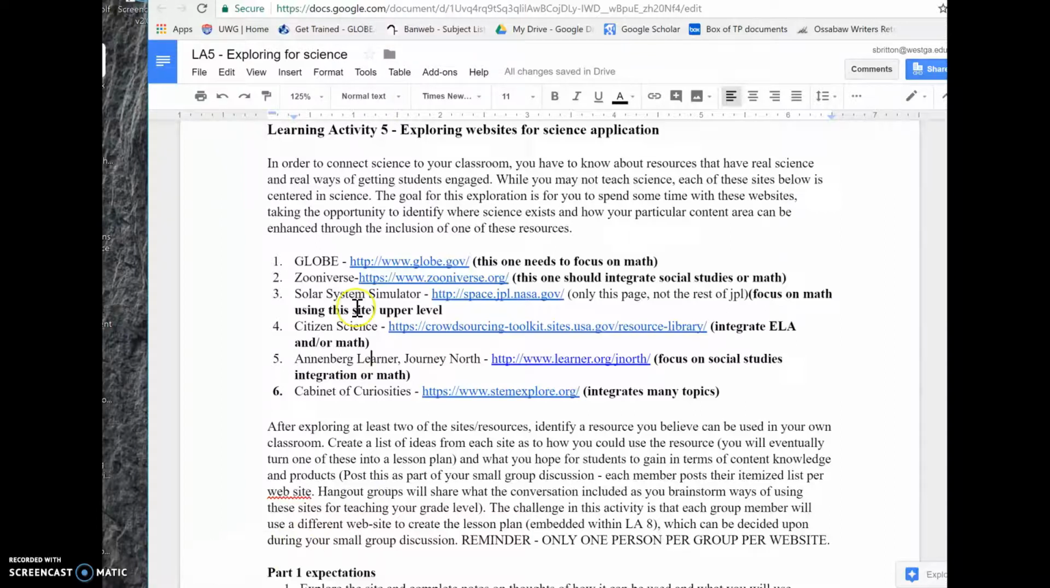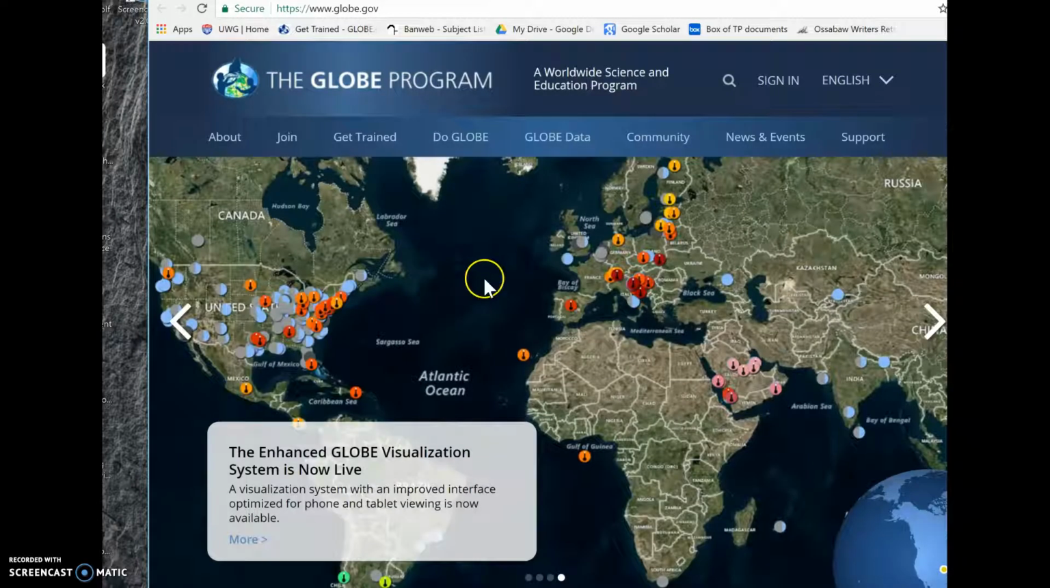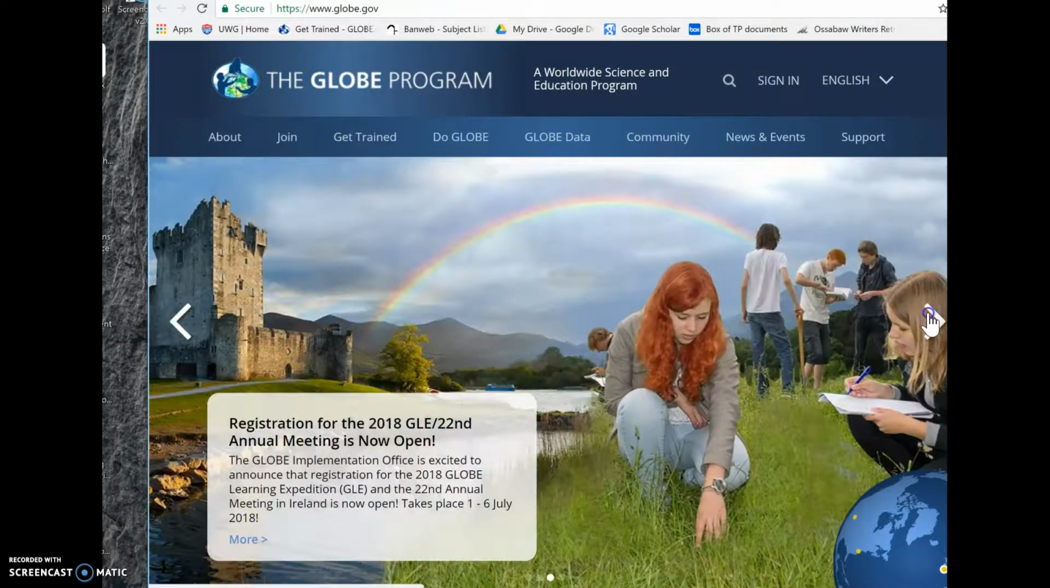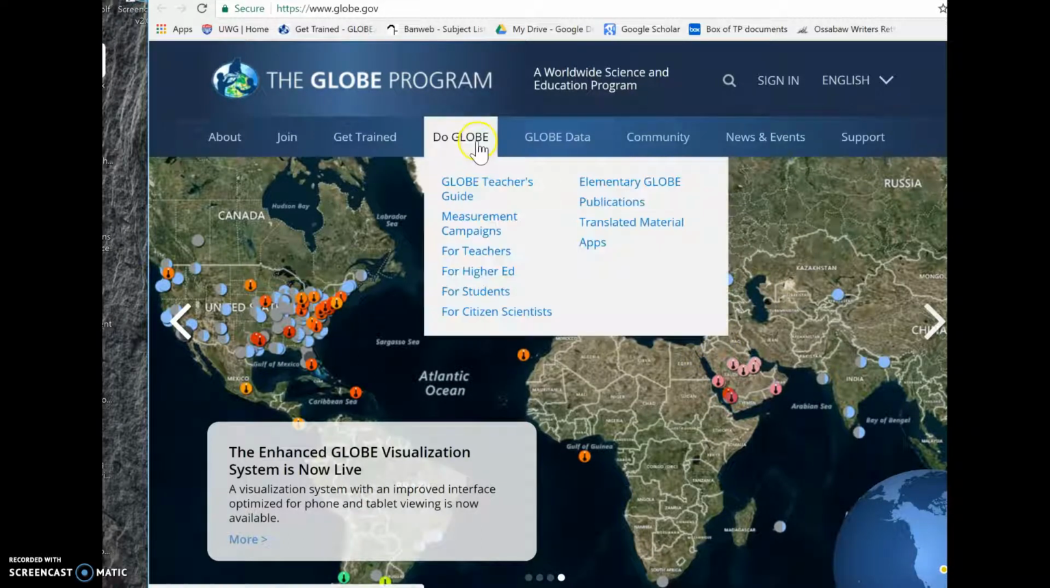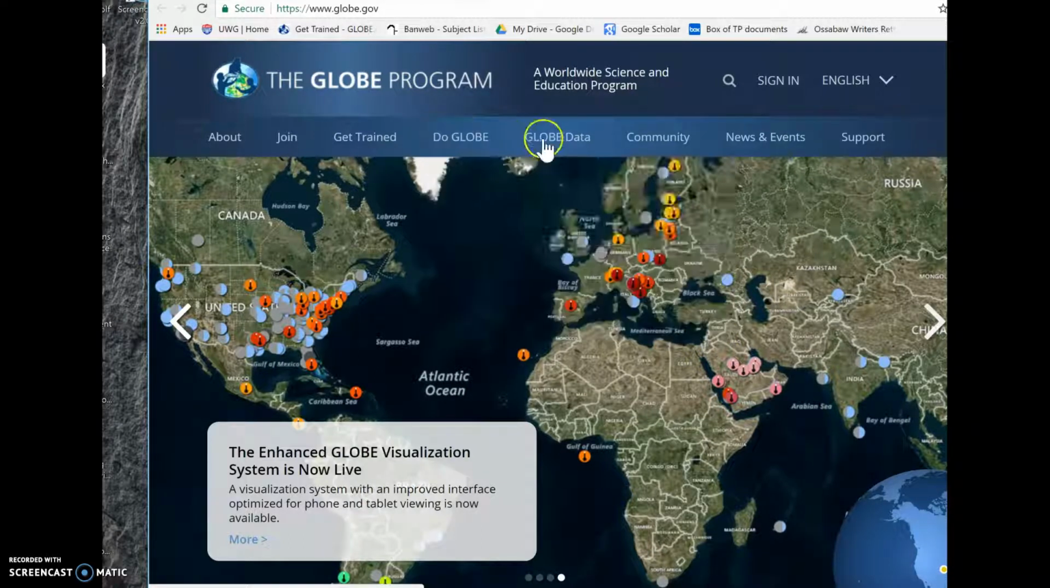Okay, first we're going to look at the Globe program. If you go to the Globe homepage, this is what it looks like. It'll have different pictures, different times. You can go back. This one's just showing you all the locations that they have sites for doing Globe data. You can actually do this if you'd like.